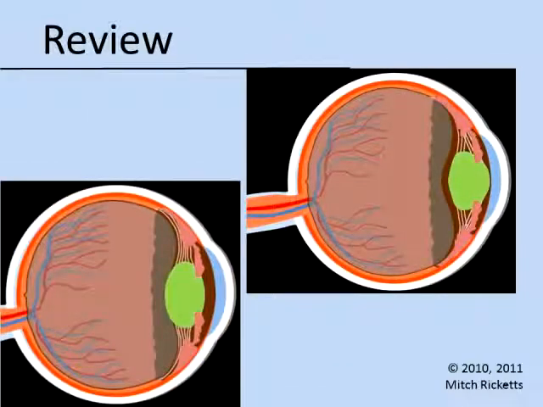The lens changes shape to help us focus on objects at various distances. When focusing on far-off objects, the lens is flattened out. When focusing nearby, the lens accommodates and becomes thicker to bend the light rays more.